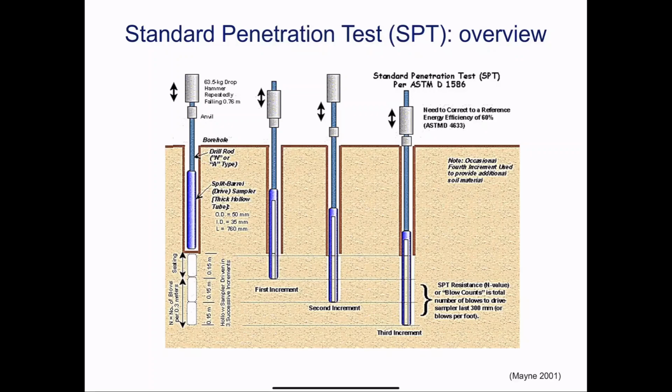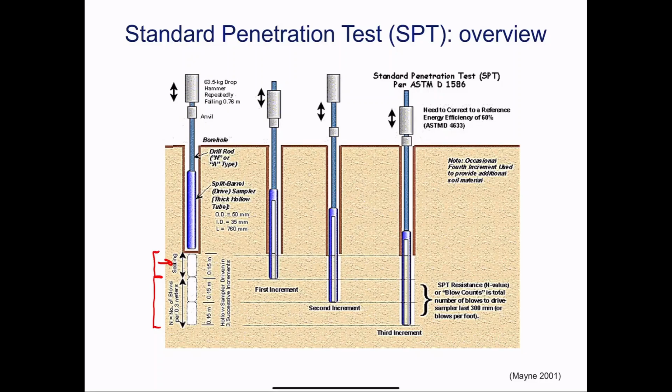Anyhow, with the standard penetration test, there are two drives. You have the seating drive and the test drive. The seating drive is 150 millimeters. So this is the seating drive, and then the test drive is 300 millimeters. And we take blow counts every 75 millimeters. Blow count is specified as N. Each time you bring the hammer up and drive it into the split barrel, that counts as one blow.